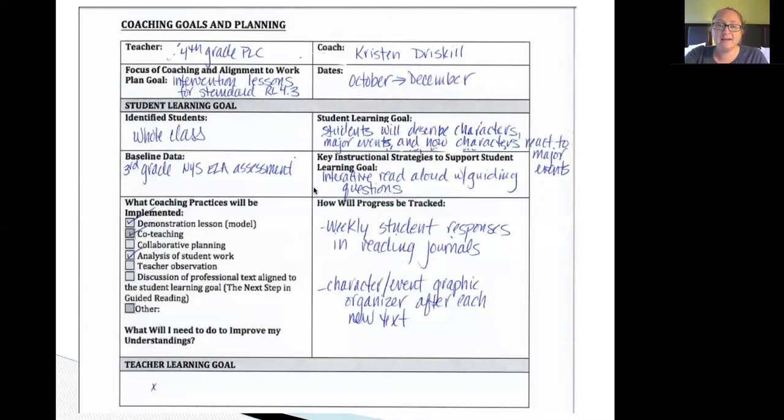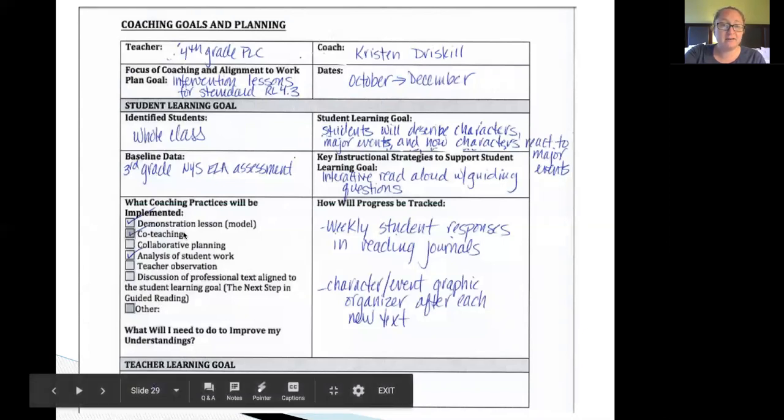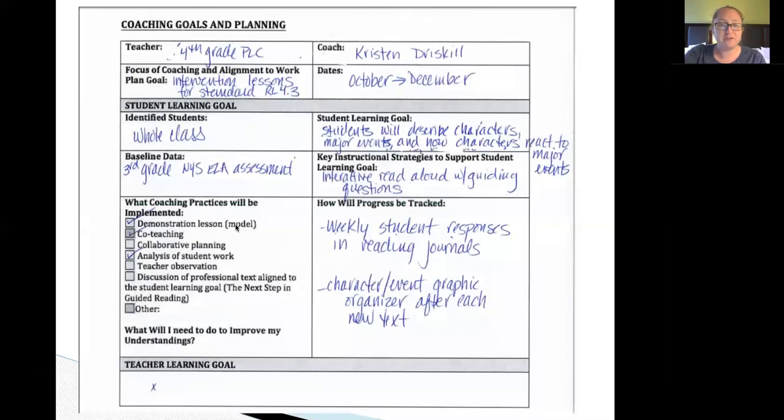We had decided as a PLC that the instructional strategy we were going to use was interactive read aloud and really well-written guided questions to work toward that goal. We decided ahead of time as a PLC what coaching practices would be used. I was modeling in every fourth grade classroom. Then we moved on to co-teaching in every classroom. We analyzed student work together.